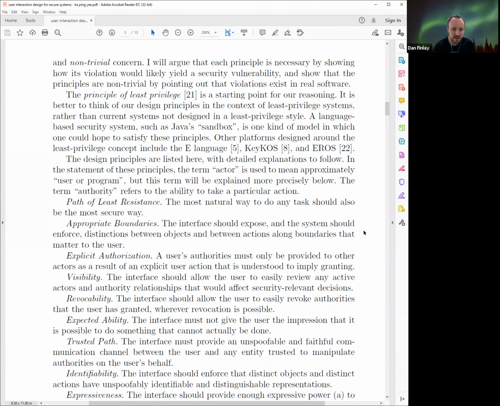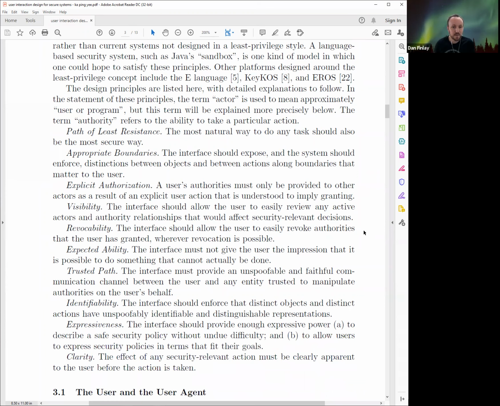Explicit authorization. A user's authorities must only be provided to other actors as a result of an explicit user action that is understood to imply granting. Visibility. The interface should allow the user to easily review any active actors and authority relationships that would affect security-relevant decisions. Revocability. The interface should allow the user to easily revoke authorities that the user has granted wherever revocation is possible.